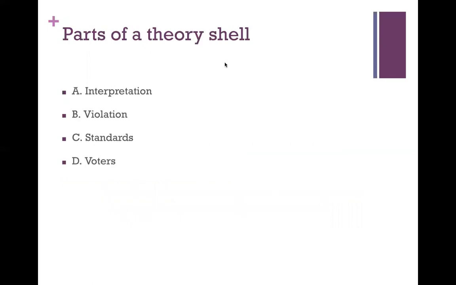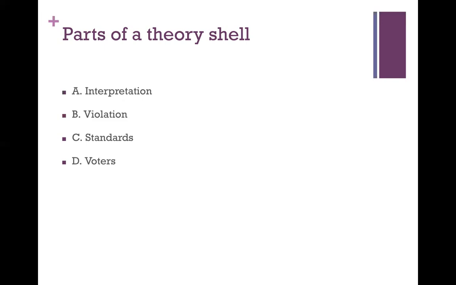Parts of a theory shell, I'll show one later. Part one is the interpretation, which is basically the rule you state. So an example of an interpretation is: the negative may not run a conditional counterplan, or something like that. That's not a good interpretation, but oh well. Violation is usually just that they do this or they don't.